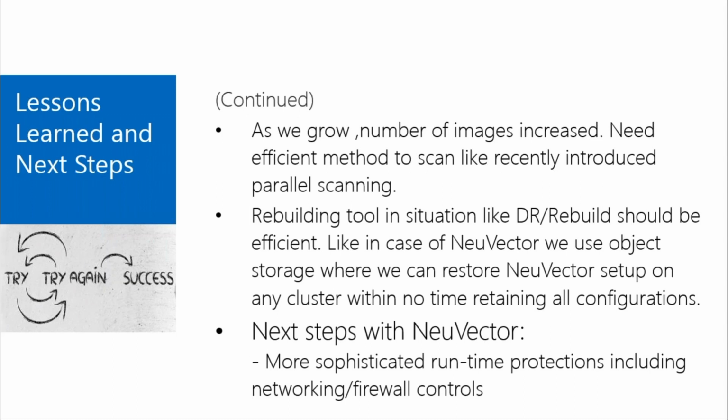NeuVector came back and said they now have a parallel scan. For example, I have 500 images and I can have a scanner with two instances. If I need more parallel scanning to happen, I can just scale my scanning pods from, say, 2 to 4, and this will automatically take care of the numbers. If I have to scan thousands of images, I can increase my parallel scanning as required.